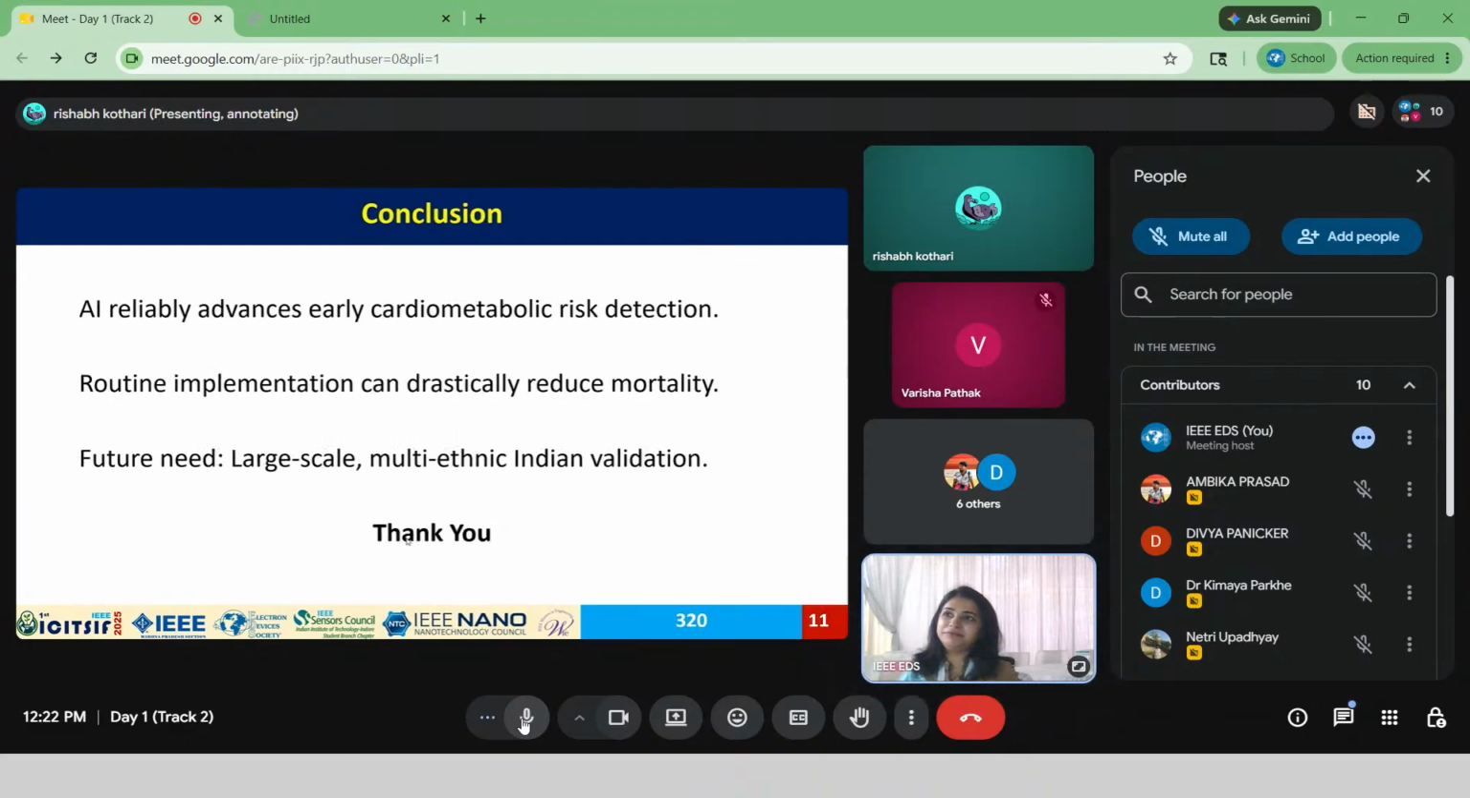In conclusion, AI and deep learning modalities are incredibly robust tools for early cardiometabolic risk assessment. While routine implementation could drastically reduce morbidity, the critical next step is validating these international models on large scale multi-ethnic Indian cohorts. Thank you for your time.